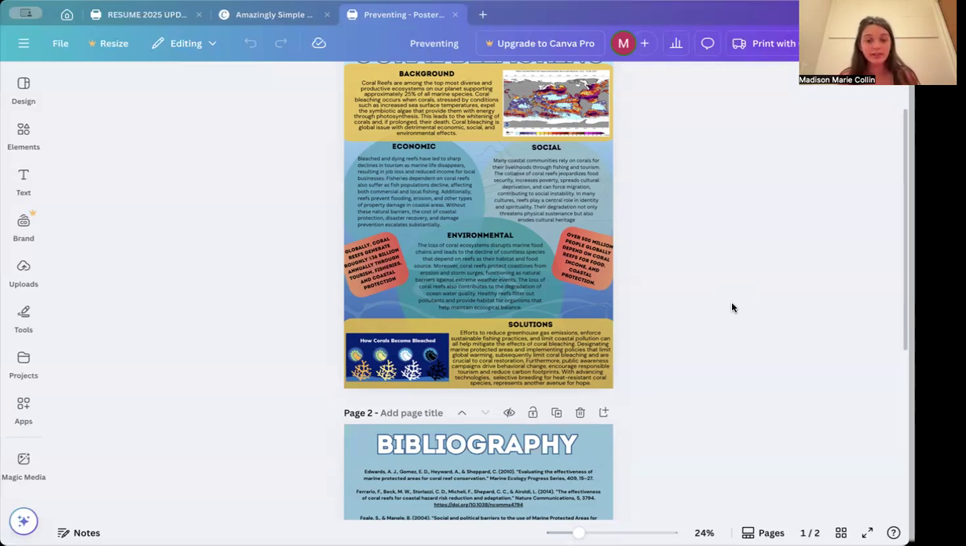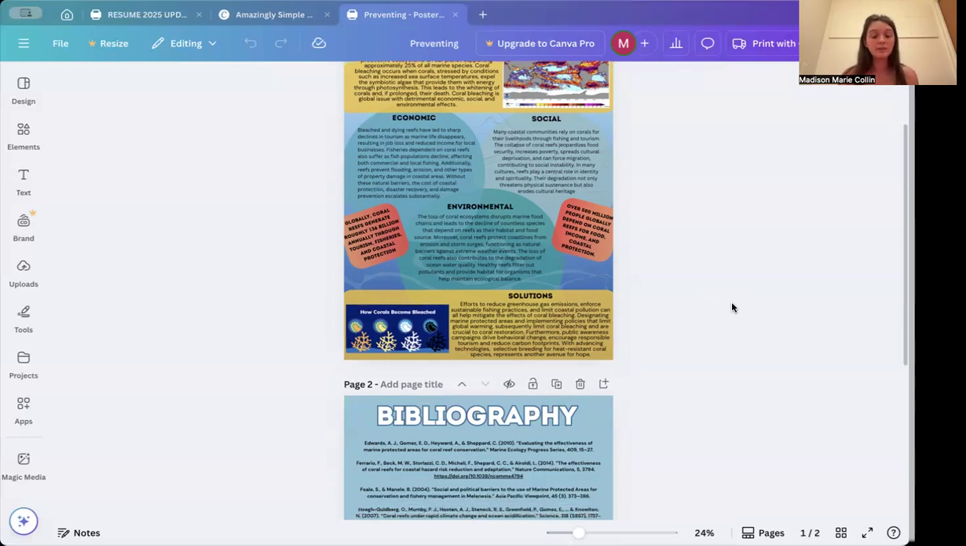The loss of coral reefs contributes to the degradation of ocean water quality as well. These healthy reefs can actually filter out pollutants and provide habitat for organisms that help maintain an overall ecological balance in our oceans. So, after talking about the background of coral bleaching, why it happens, where it occurs, and also the economic, social, and environmental impacts that it holds, let's now start talking about some solutions.